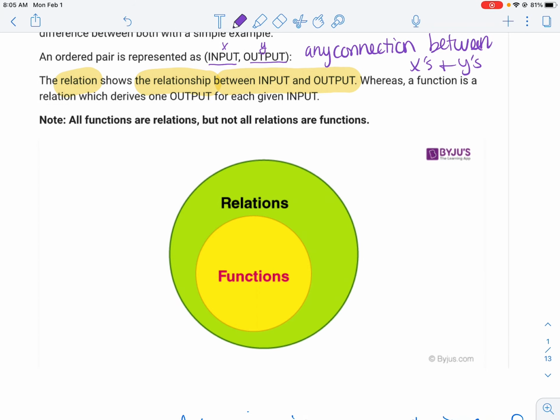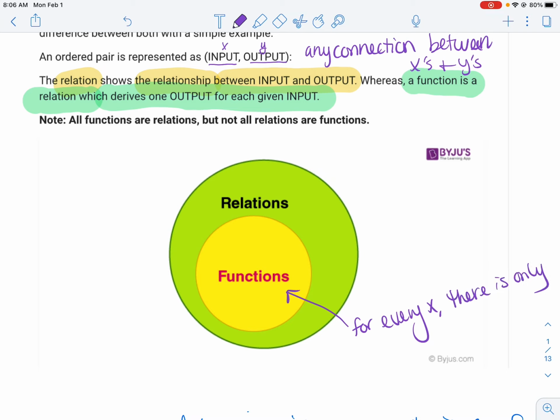So a function, as you can see here, is a relation, so there's a relationship between the x's and the y's where one output is given for each input. Okay, so for everything you put into an equation, for every x, there is only one y as the output. All right, so that's what makes a function, whereas a relation, you could put in an x value and get multiple y's.